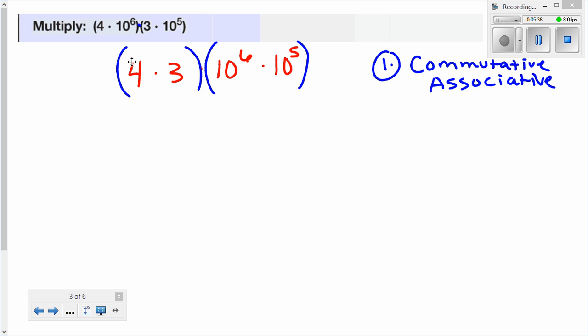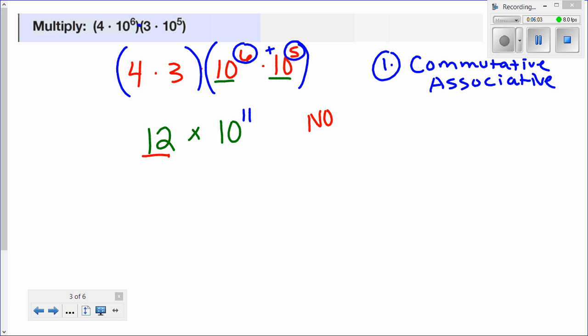So now we need to multiply. 4 times 3 is 12. Same base, so we're going to have a multiplication down here. 10 is your base, so we're going to take that base down. Then we're going to look at our exponents. And if we are multiplying same base numbers, we can add our exponents. 6 plus 5 is 11. Ask yourself, is this number in scientific notation?